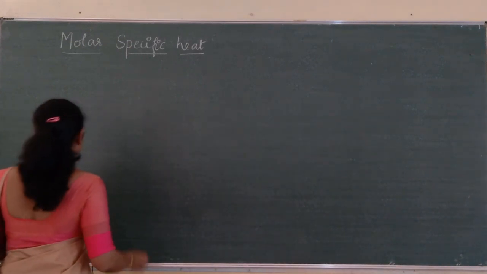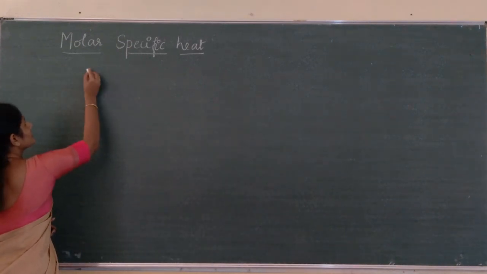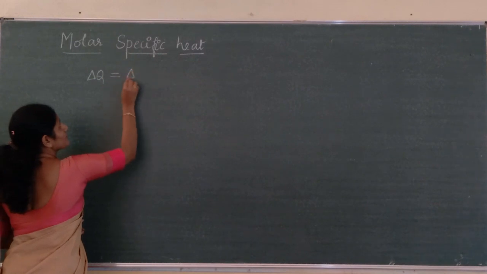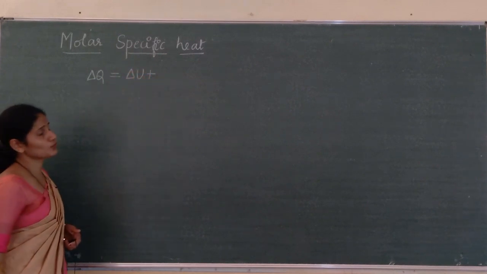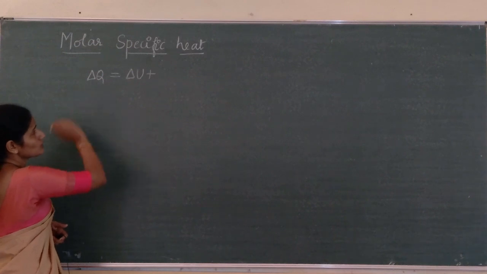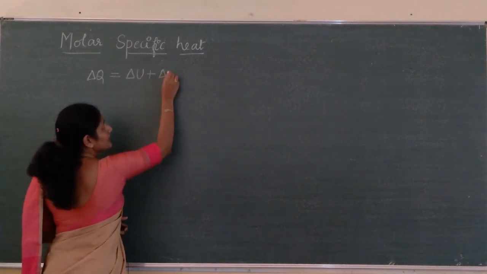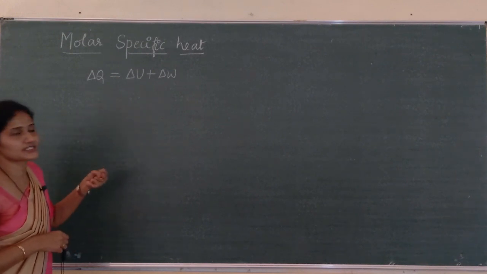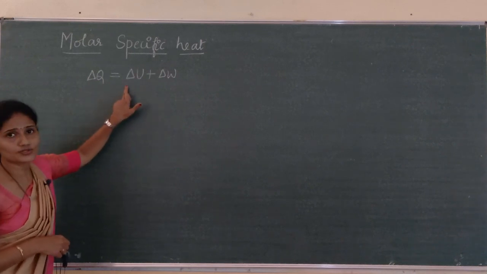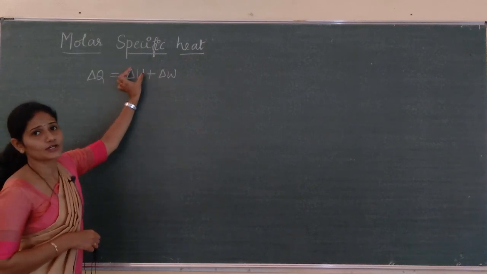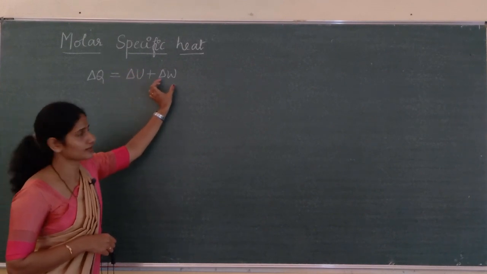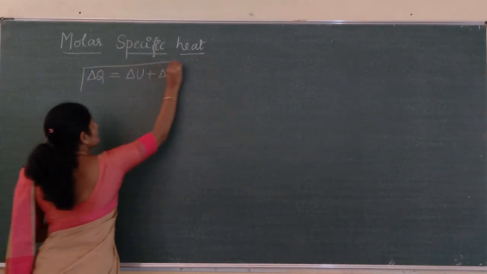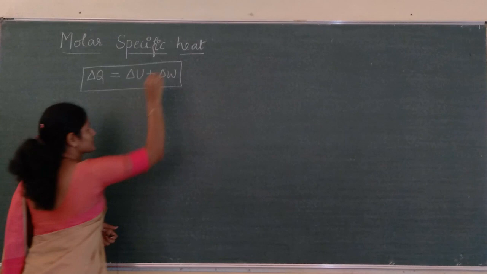For that, consider the first law of thermodynamics. In the first law of thermodynamics, we have delta Q is equal to delta U plus delta W. That means heat energy absorbed by the system is used to increase the internal energy of the molecules and for work done, so work done by the system. This is what the first law of thermodynamics states.